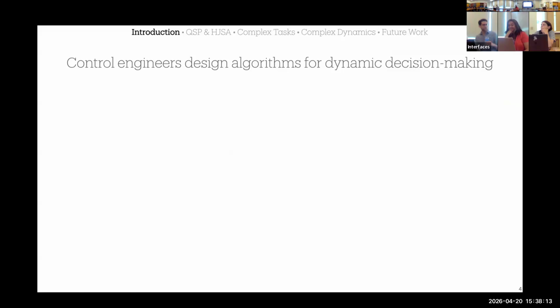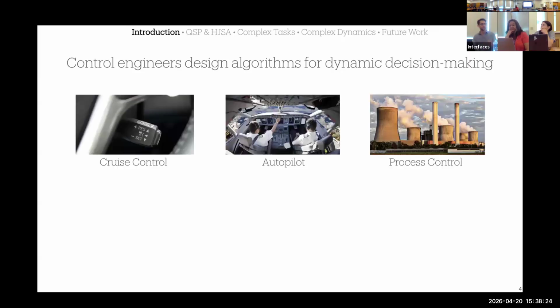Okay, cool. First off, I just want to give a really quick rundown of what control engineering is. Basically what control engineers do is design algorithms for dynamic decision making. Those sound like pretty loaded words, but I mean them very specifically. So let's be concrete here.